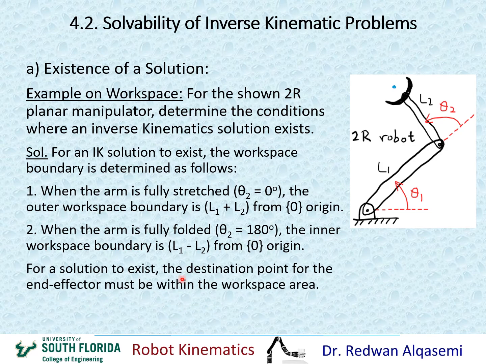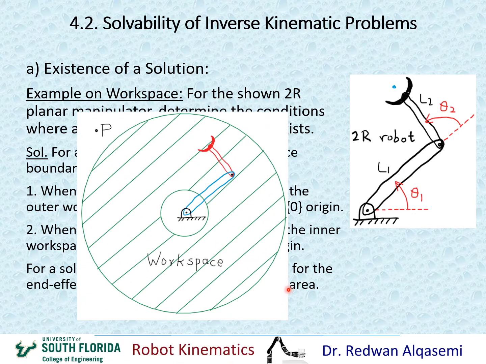Now, for a solution to exist, the destination point for the end effector must be within my workspace. Okay, so if you look at this, this was the inner circle, and this was the outer circle. And that shaded area here is my workspace. So if the destination point that I'm trying to reach is outside of this workspace, then there's no solution that exists for my inverse kinematics problem.